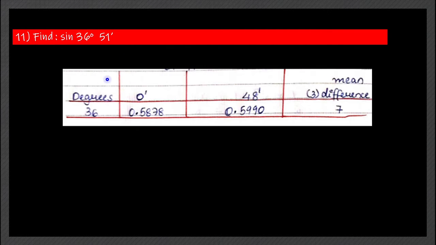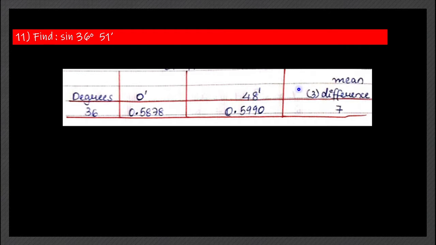So in your natural sine table, the first column will be degrees, the next column will be 0 minutes, and when you move towards the right, you will get 48 minutes, which is closer to 51 minutes. You can see 36 degrees at 0 minutes, it's 0.5878. At 48 minutes, it's 0.5990. So which one is closer? 48 is closer to 51. So henceforth, we will take 48. And how many minutes should be added?